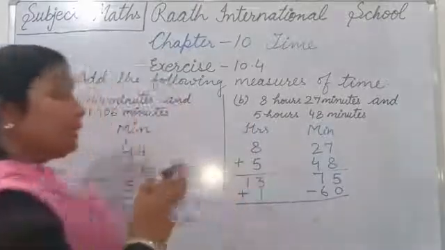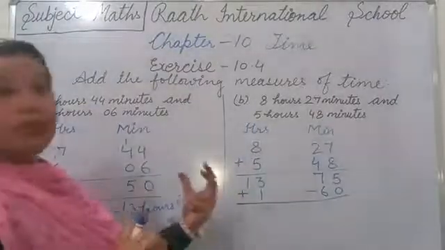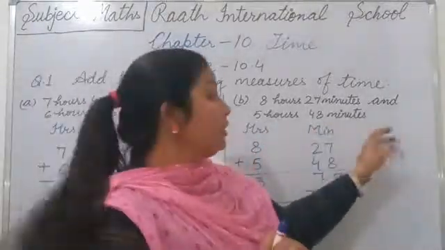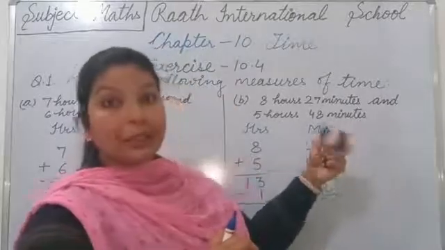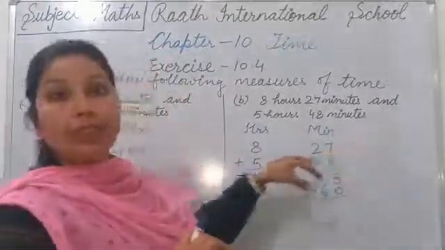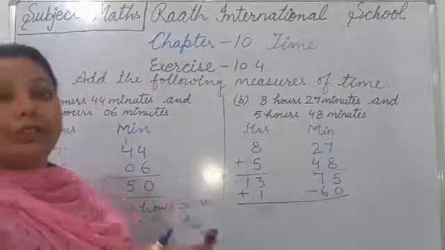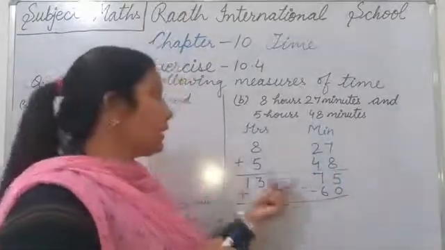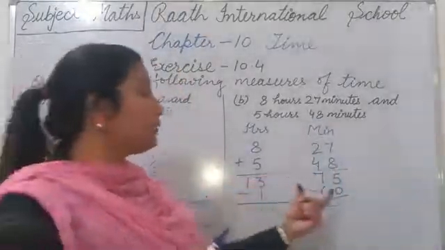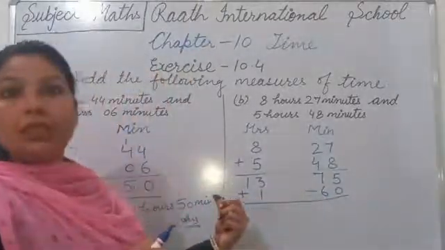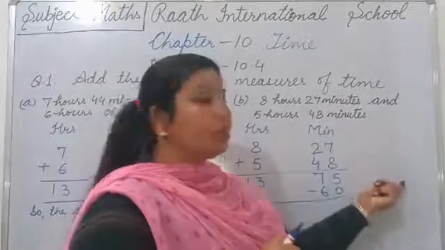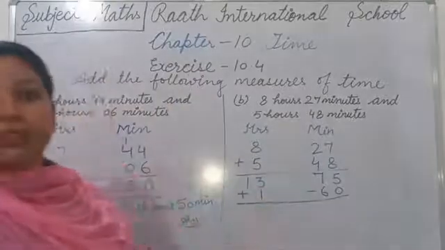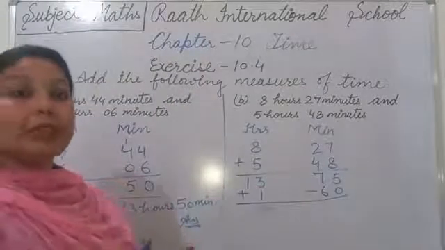This is the special thing in addition of time. Suppose there are hours, minutes, and seconds also. If seconds are 60 or more than 60, you give 1 carry to the minute. And when we have 60 or more than 60 in minutes, that 1 carry comes in the hours. We reduce 60 from the minutes and give 1 carry to the hour. The same way, if in seconds we have 60 or more, we reduce 60 from the seconds and give 1 carry to the minute, because 60 seconds make 1 minute.